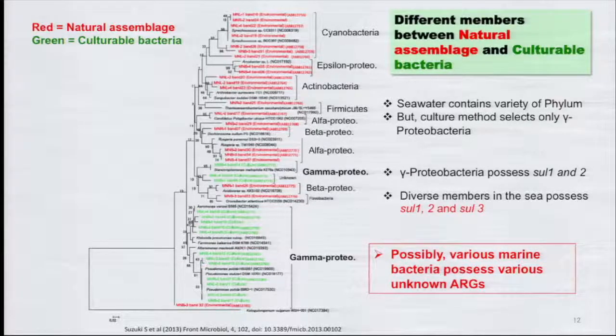But if you culture, you can get only green colored species. All of the green color are gamma proteobacteria. So the gamma proteobacteria possess SAR 1 and 2. And then diverse members in the sea possess SAR 1, 2, and 3. So it reminds us that possibly various marine bacteria possess various unknown ARGs.